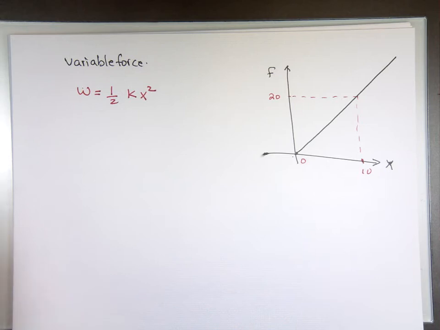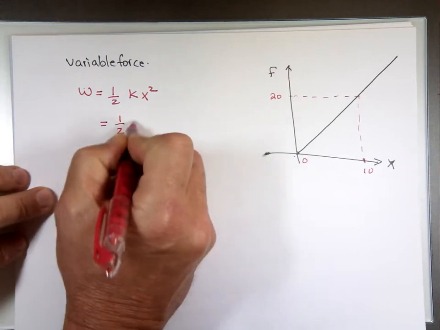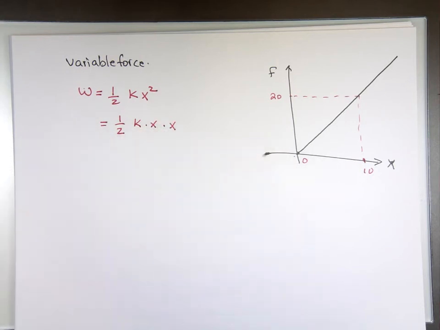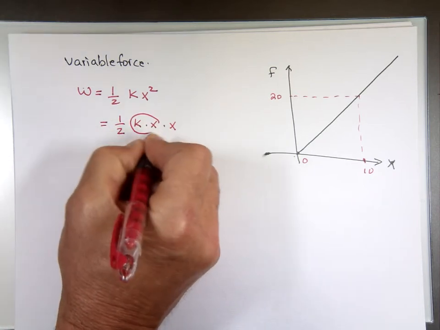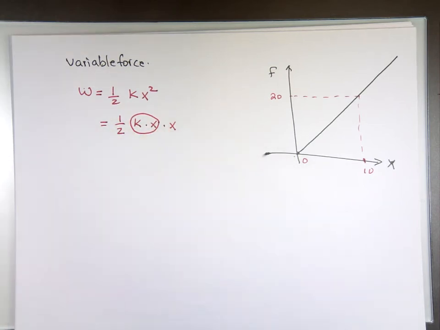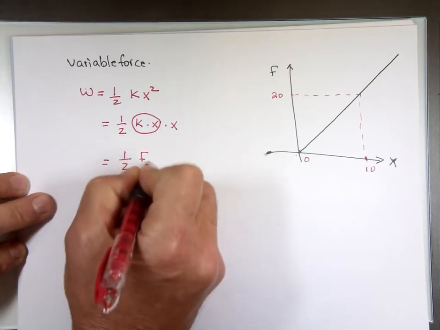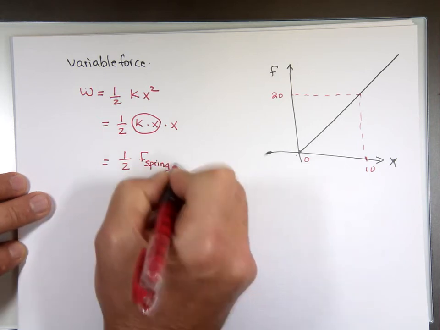And that's what? 1/2 K times X times X. That's what X squared is. And what's K times X? Isn't that the force of a spring? We use negative just to indicate the direction, times X.